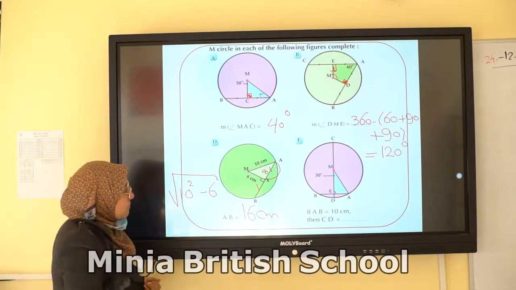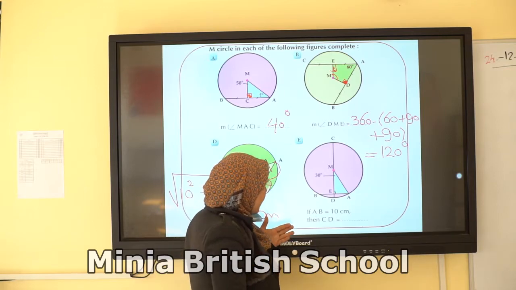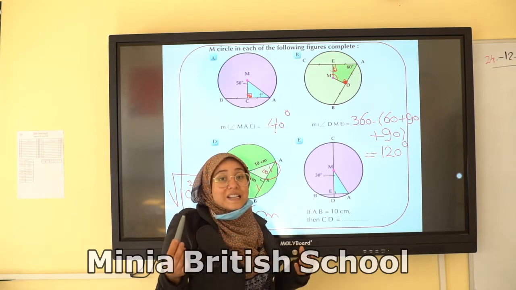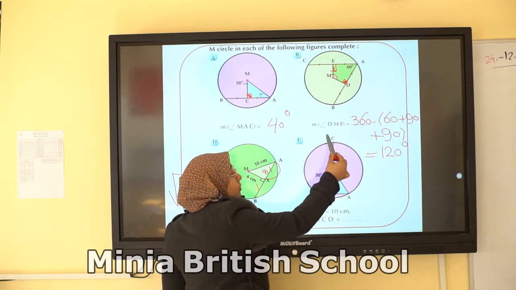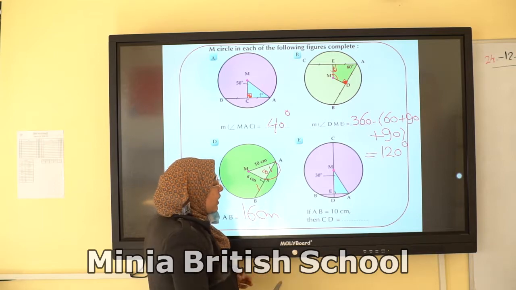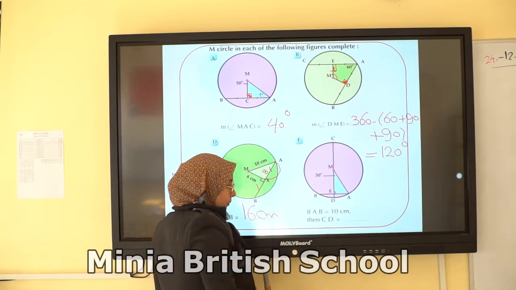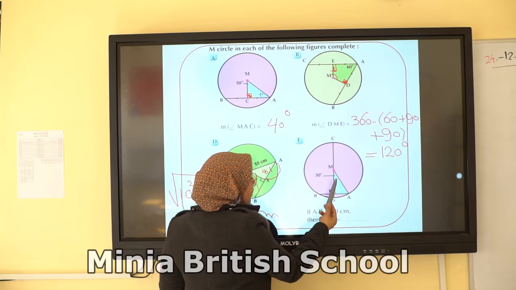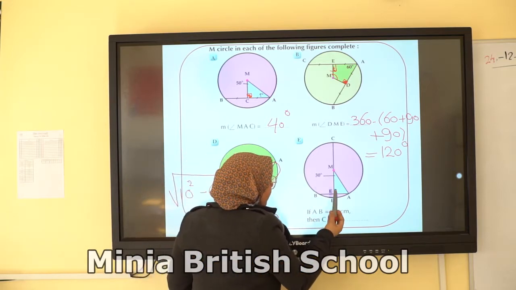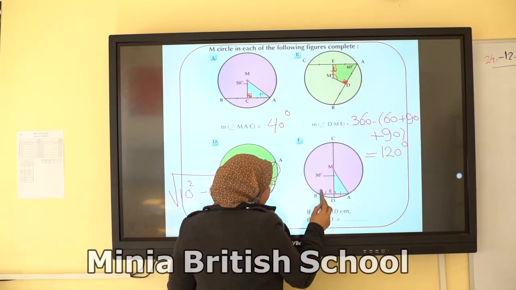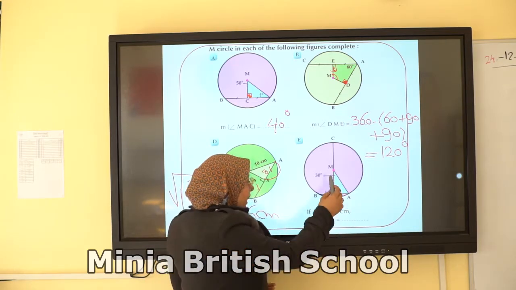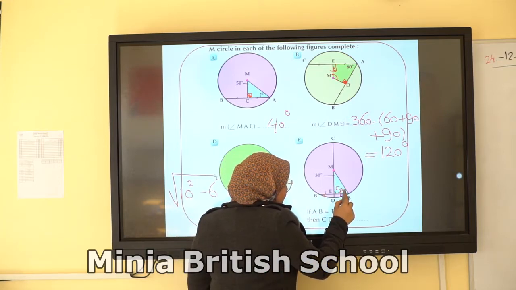And number E, here, AB equals 10 centimeters. I need to find the length of CD. CD here represents the diameter of the circle. In the triangle AEM, ME is perpendicular to AB. Therefore, E is the midpoint of AB. Therefore, EA equals EB. Since AB equals 10 centimeters, the length of AE equals 5 centimeters.